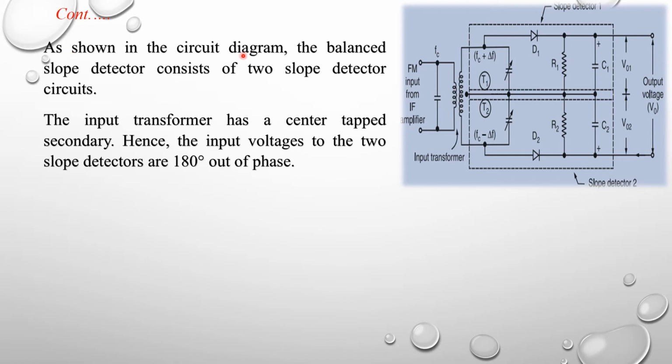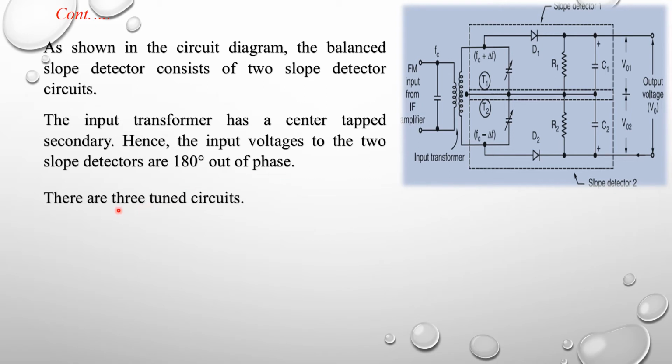As shown in the circuit diagram, the balanced slope detector consists of two slope detector circuits, this is slope detector 1 and this is slope detector 2. The input transformer has a center-tapped secondary, and this is the tap point. This is transformer 1 and this is transformer 2, with the positive and negative terminals of each marked. Hence the input voltages to the two slope detectors are 180 degrees out of phase.